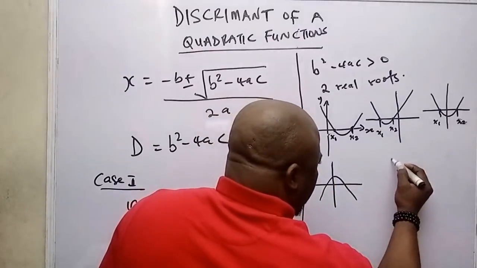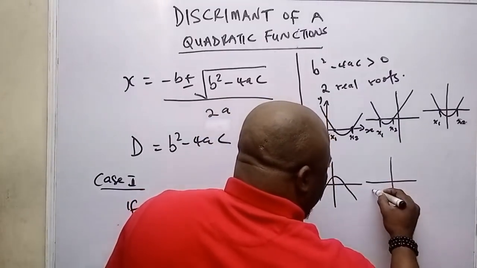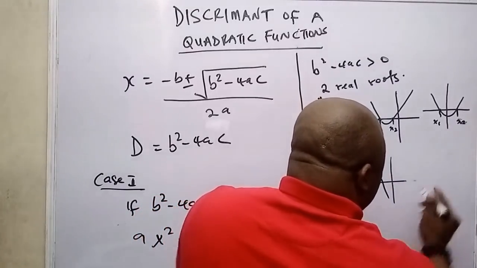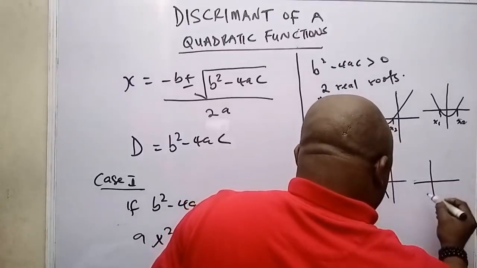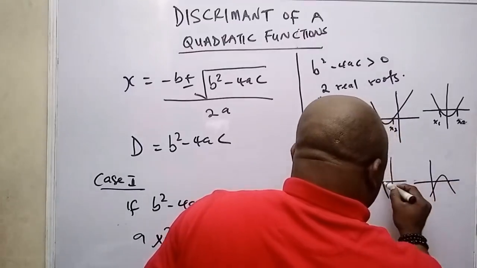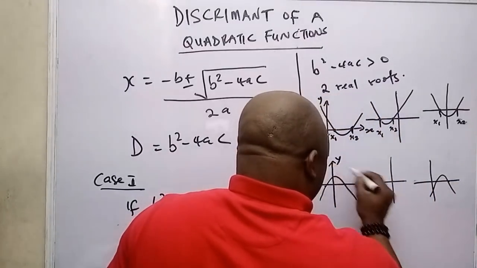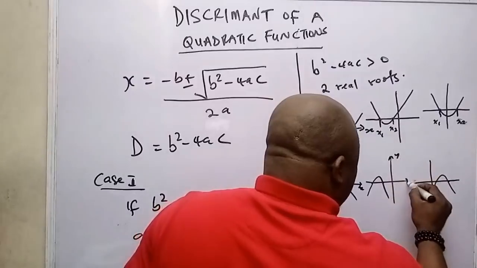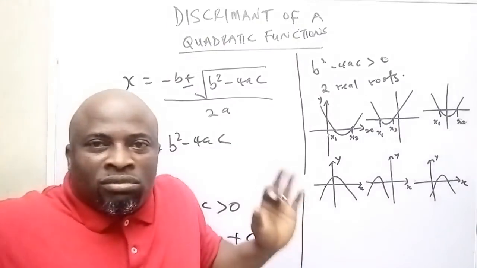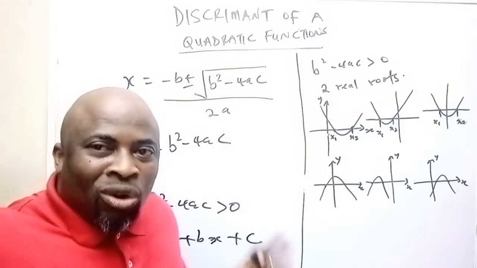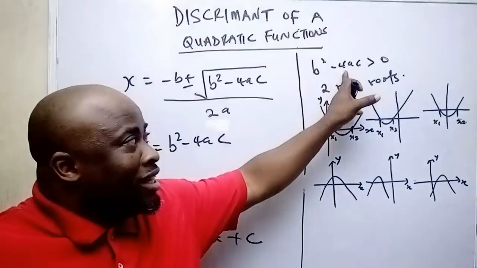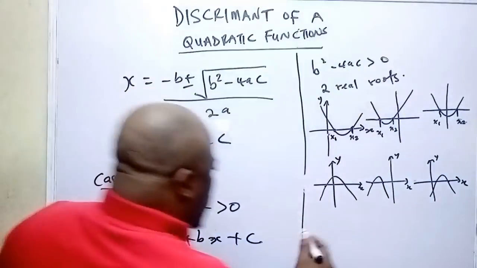Your graph can be this. Your graph can also be this. Your graph can also be this. You can have it in this format, but the condition is that it must cut across the x-axis at 2 points when the discriminant is greater than 0.